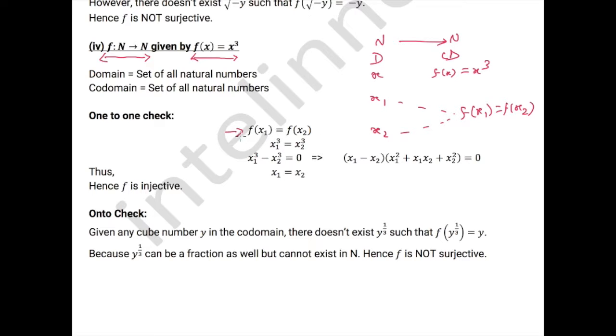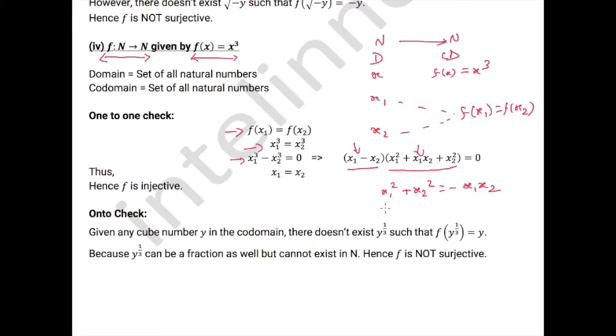So f of x1 equal to f of x2, so x1 cube equal to x2 cube. Now x1 cube minus x2 cube equal to 0. On expanding we get x1 minus x2, x1 square plus x1 x2 plus x2 square equal to 0. So now this term can be equated to 0 and this term will not be 0, because if I equate this term to 0, then it will be x1 square plus x2 square equal to minus x1 x2.